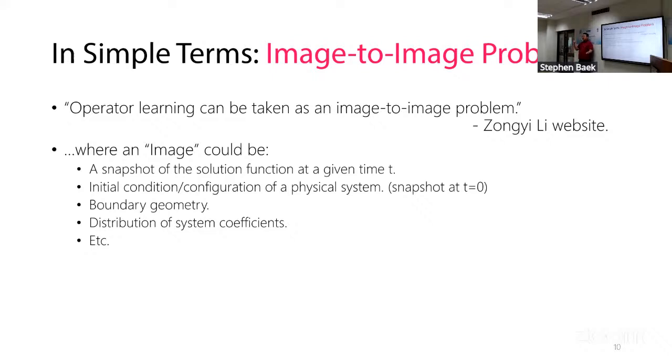If you have a constant value such as the Reynolds number, then you can just consider a constant function, where the image is filled with the same number everywhere. So depending on the physics problem, there can be many different images, and what neural operators do is essentially find the image-to-image mapping. Okay.